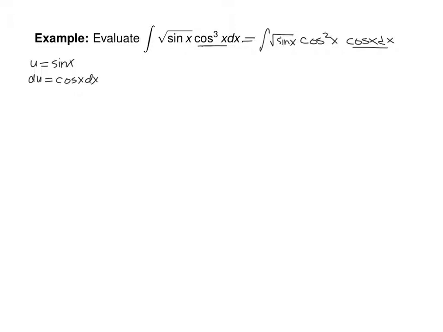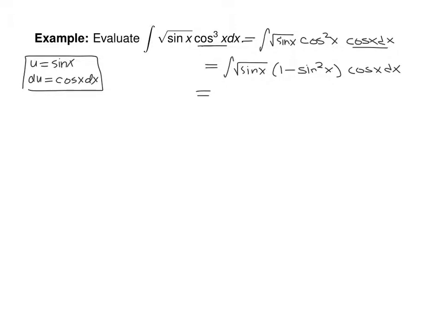Now cosine squared can be changed into sine squared. Cosine squared is equal to 1 minus sine squared. So this is the integral of root sine x times 1 minus sine squared x times cosine of x dx. And now you're ready to make your substitution. So we have the integral of square root u times 1 minus u squared du.